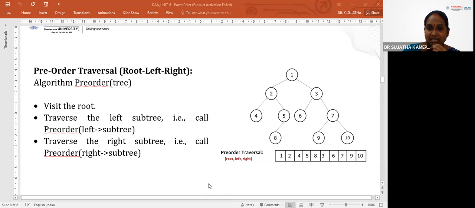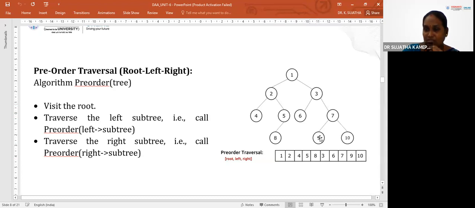Here you can see an example for pre-order traversal. So here this is a binary tree. So we first visit the root node. Then if you go for the left child, 2 is the root, that's why 2 is visited first. And then the left child is visited, that is 4. Then coming to the right child, that is 5. Then left child 8.